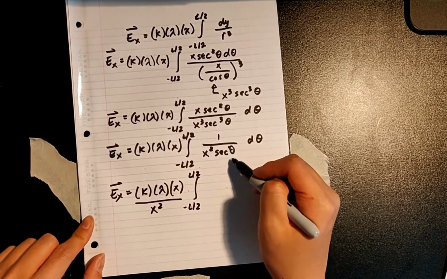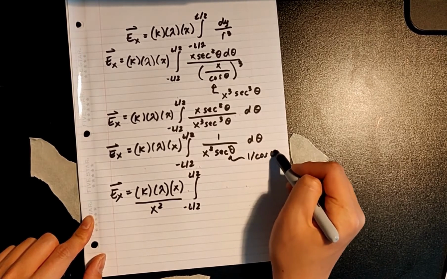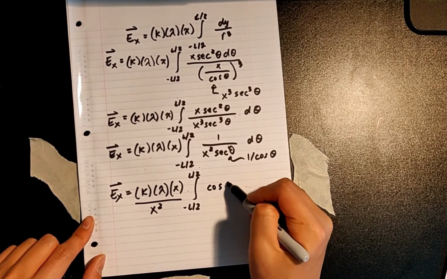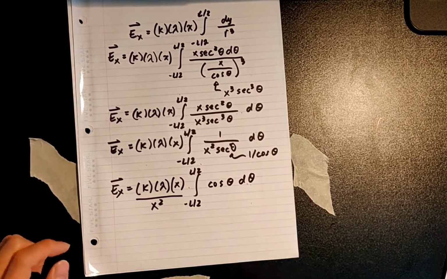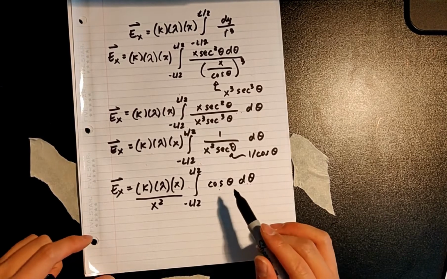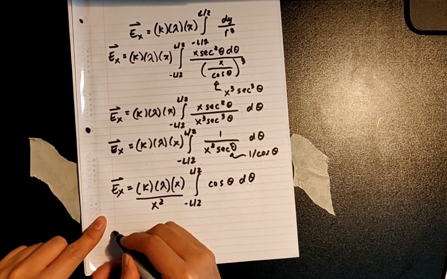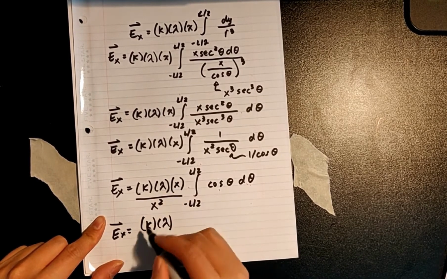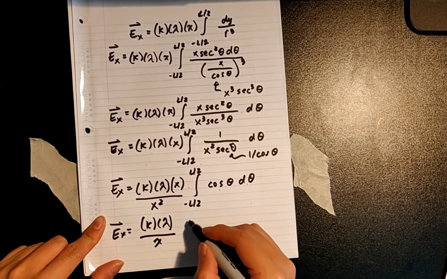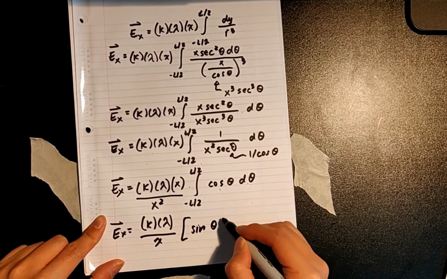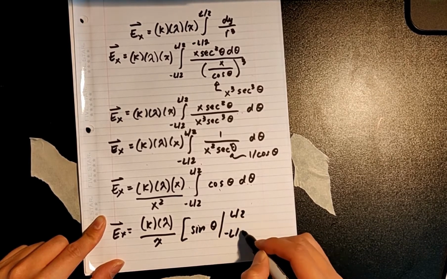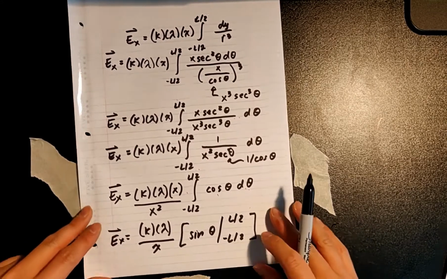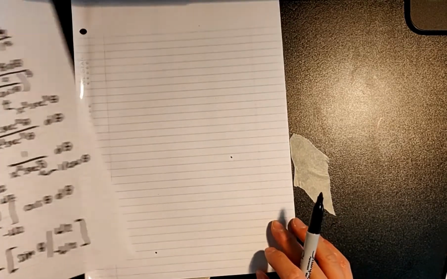And secant is simply just going to be 1 over cosine theta, which means that it will just be cosine. And now we just integrate, and the integral of cosine is just going to be sine. So E of x is just going to be k lambda. Our x's will cancel out, and we're just left with x in the denominator times sine theta from L over 2 to negative L over 2. We can't just plug these limits back in here, so we have to relate it back to our triangle.